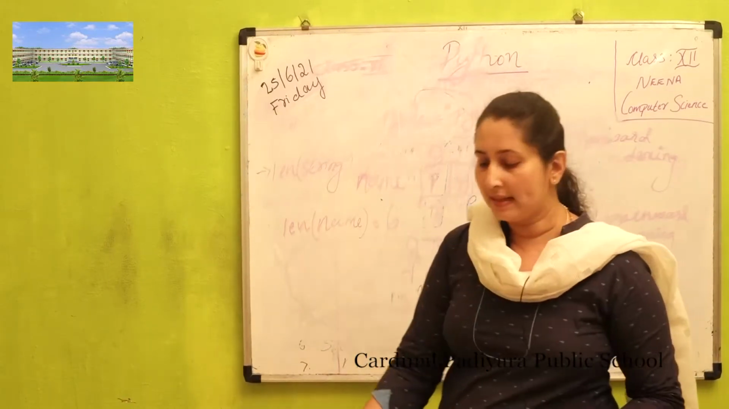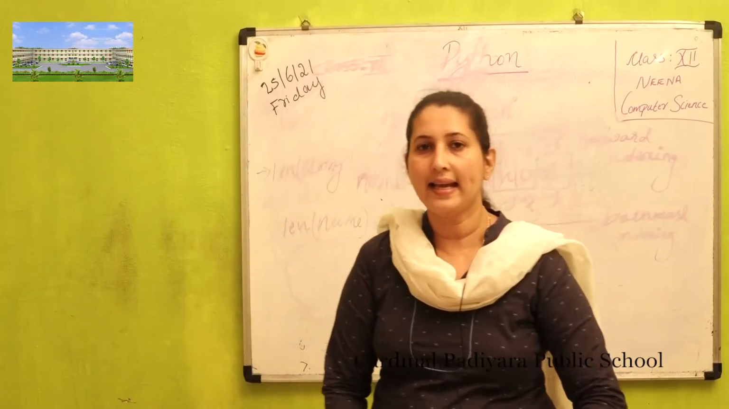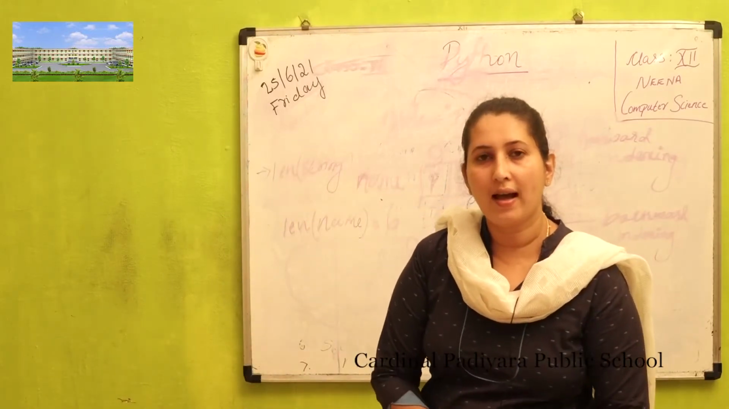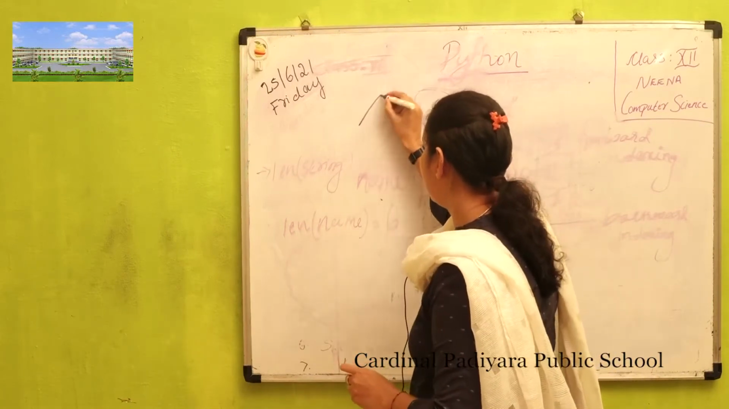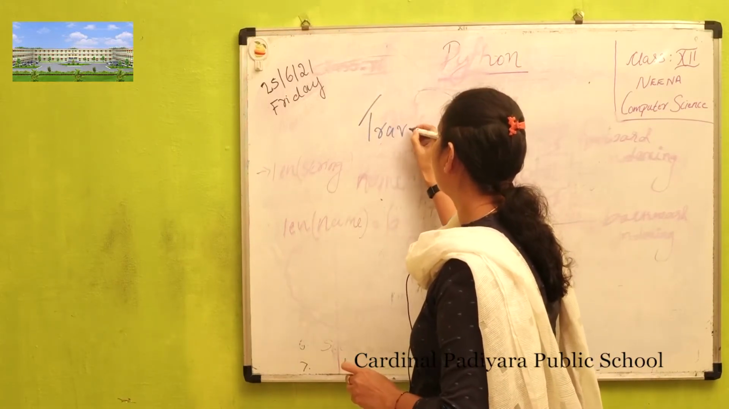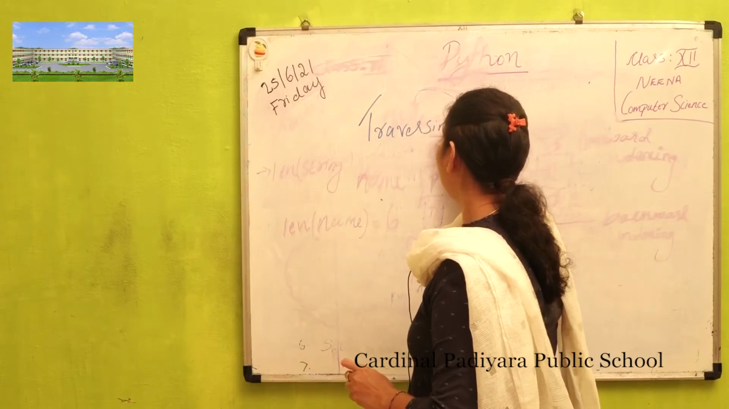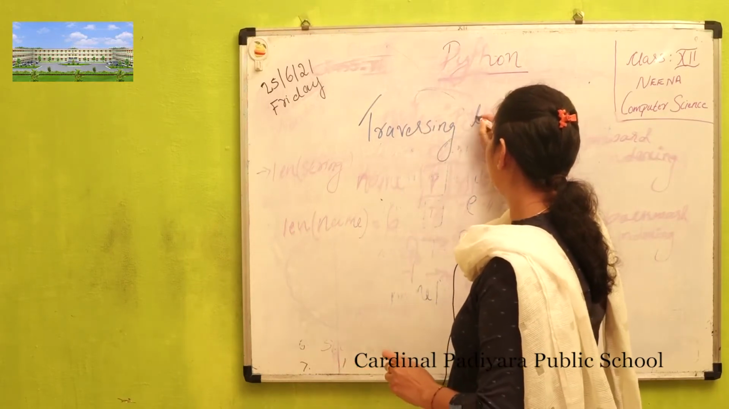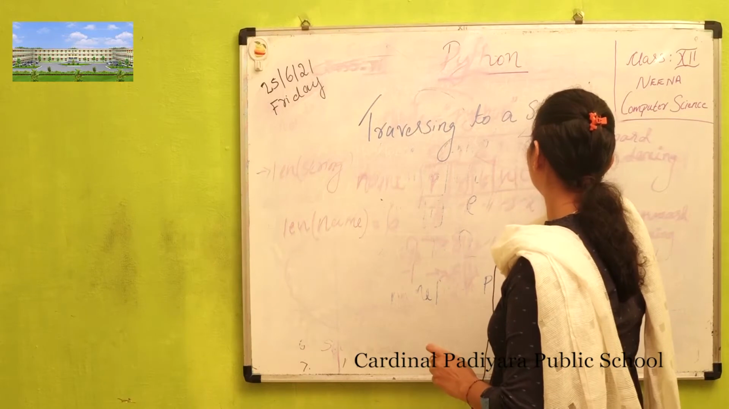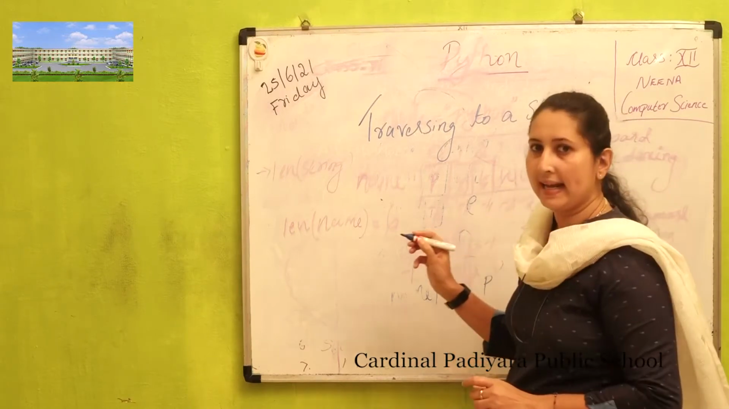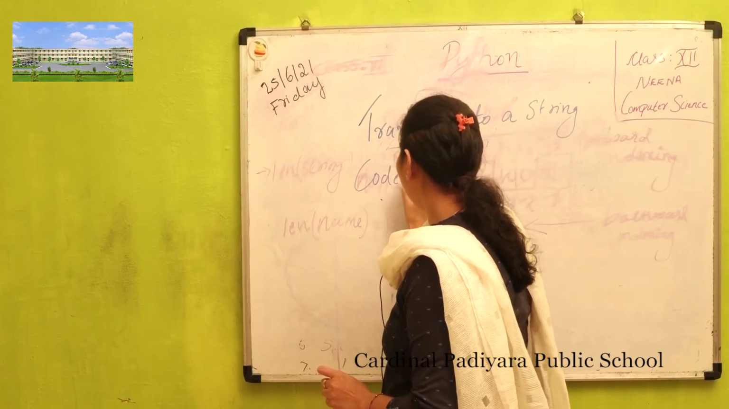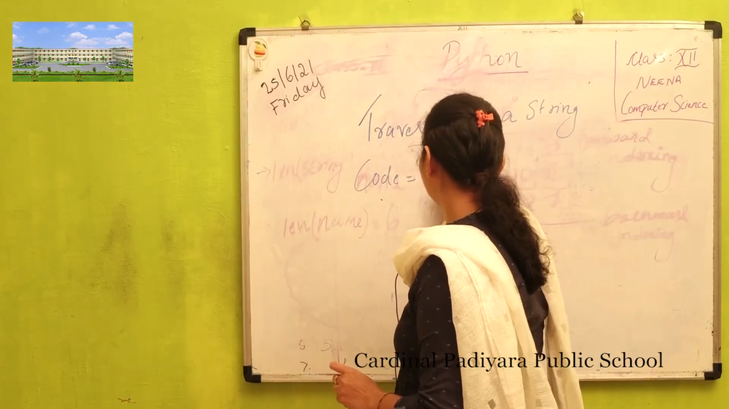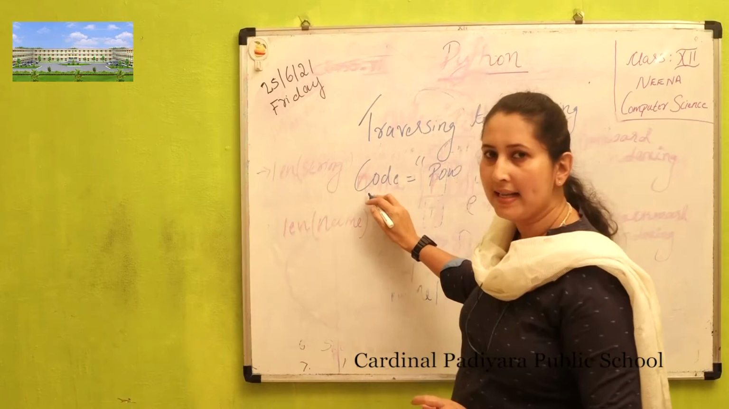Next is traversing a string. Traversing a string means traveling from one element to another. Let's see an example. Here, chord equals powerful. So we have given a variable named chord.